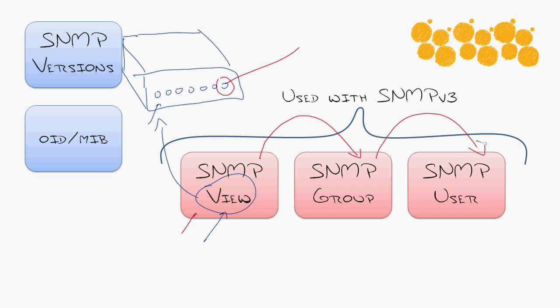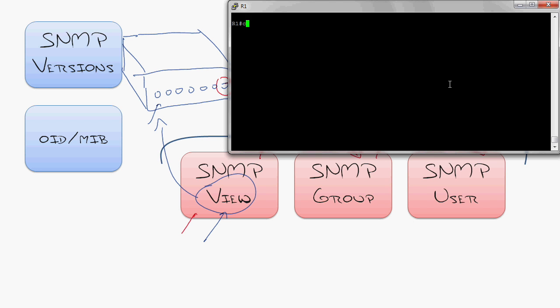And then you associate that with a user, which defines the meat of it, what the username is, what the password is, and really the levels of encryption and authentication you'd like to use. Well, the best way to see this is to see it configured for yourself. So I'm going to go in and configure these 3 elements. And first we'll start off with the view, restricting what people have access to.